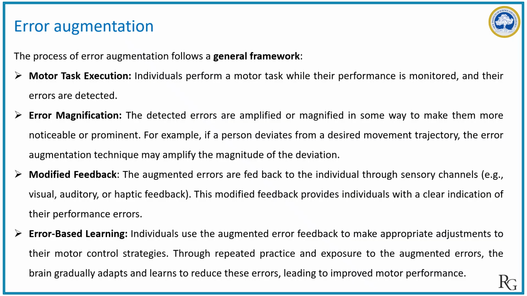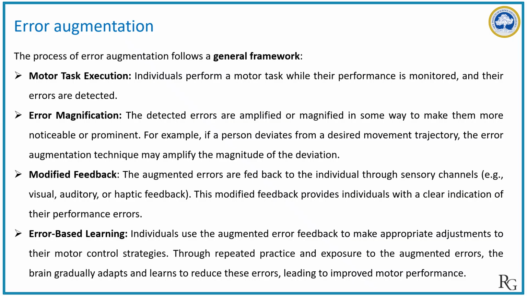Then the third step in this process is modified feedback. These augmented errors are then sent back to the person using different sensory modalities such as visual cues on the screen, auditory alerts, or maybe haptic feedback from a robotic device. This modified feedback gives the individual a clear and exaggerated sense of how far their current movement is from the desired one.